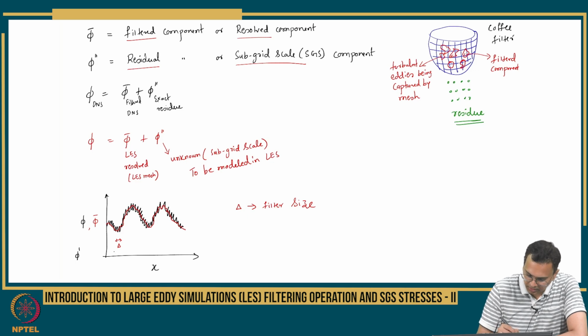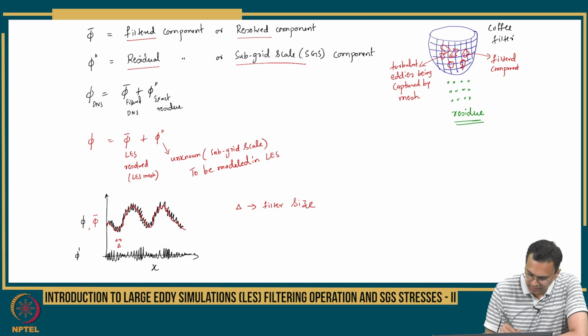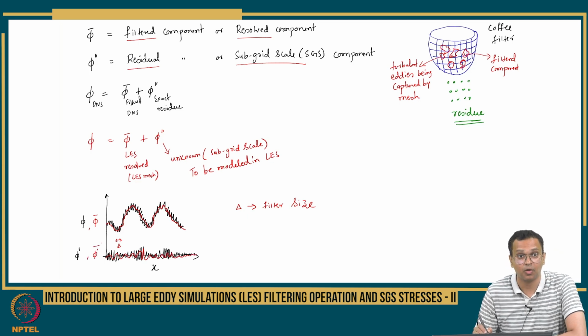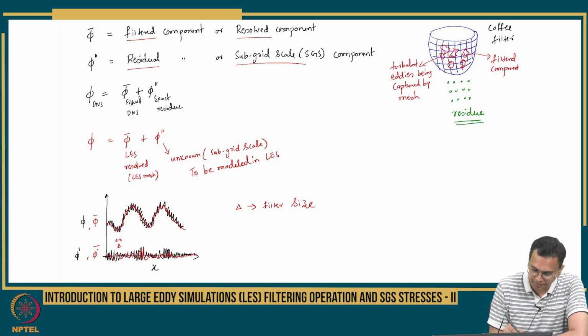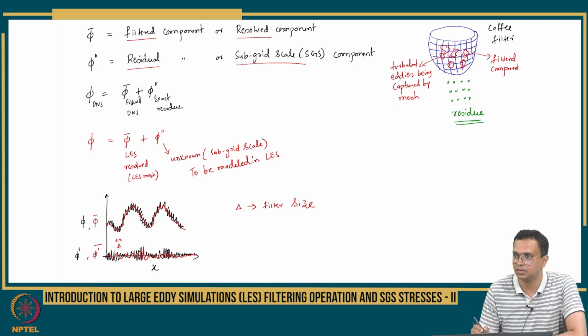Okay, then the phi prime would be like this, let's say, and if I filter the phi prime, it would be like this. This is my phi prime over bar. Now over bar is filtering, not ensemble averaging in LES. So the phi prime over bar is the filtered fluctuations here.